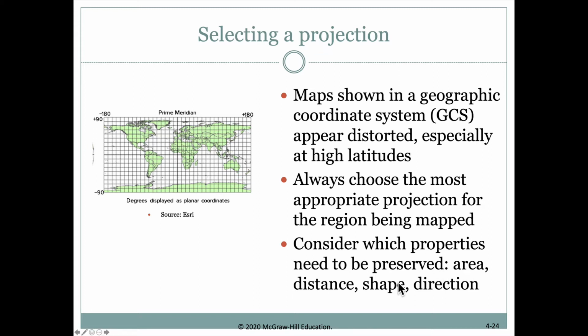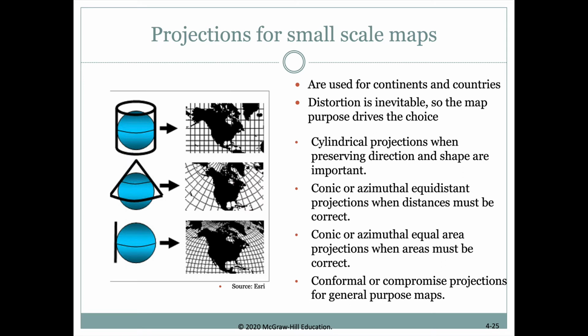So we want to choose an appropriate projection, and usually we keep these things in mind. We want to try to preserve the area, distance, shape, or direction, because it's not possible to preserve all of those on a map projection. So distortion is inevitable, but we can choose some of these projections in order to try to eliminate or control some of the distortion that's occurring on a map.